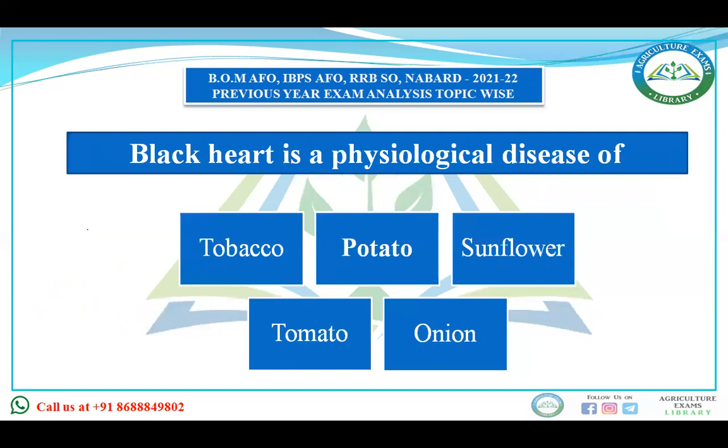Black heart is a physiological disorder of tobacco, potato, sunflower, tomato, and onion. You know that various crops have various physiological disorders. Black heart is an internal defect that is caused due to low oxygen and high carbon dioxide levels in the tuber. It generally occurs when the respiration demand for oxygen exceeds the available supply. Then this is the physiological disorder in case of potato.